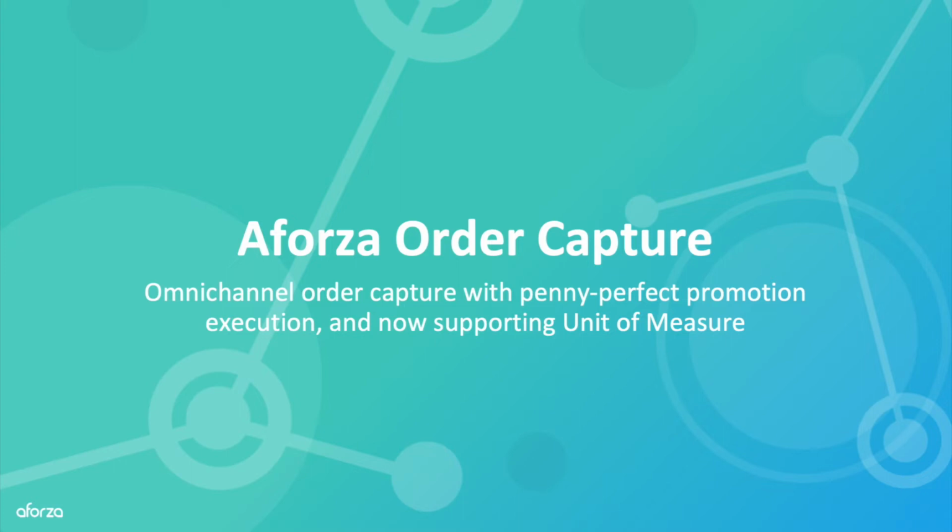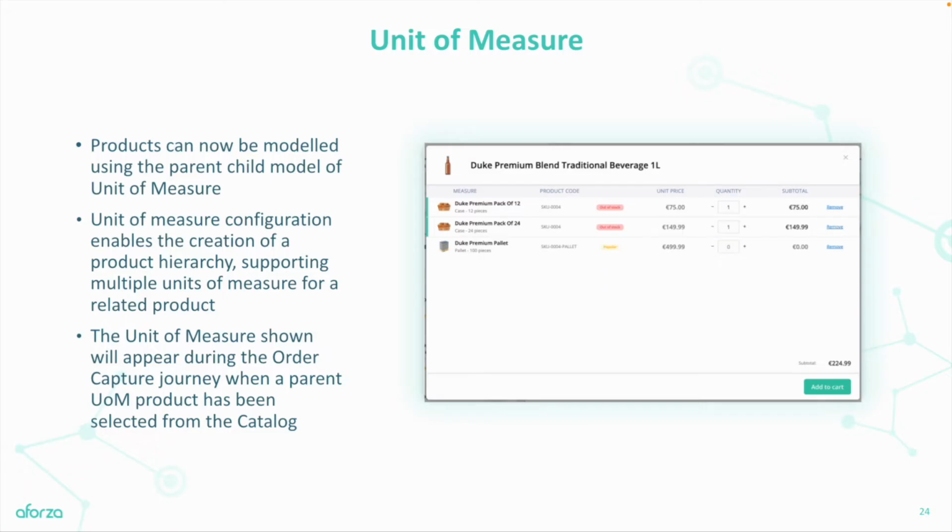So moving on next, we have the eagerly anticipated unit of measure implementation. This functionality is available through order capture, promotions and assortments, and is highly configurable to meet the needs of your product modelling catalogue. Our UI enhancements allow for a fast product selection and quantity adjustments through a simple modal when you are selecting a particular product that has been modelled to be part of a unit of measure.